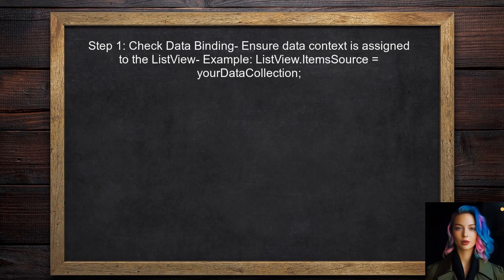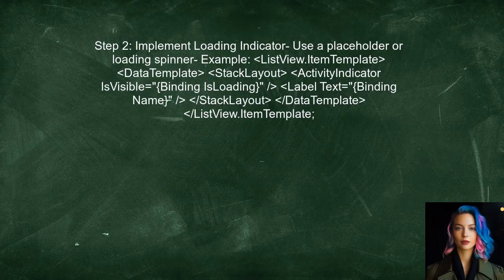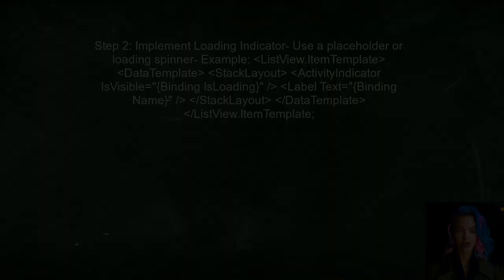To address the issue of black cells appearing during fast scrolling in the Xamarin UWP project, the user should first ensure that the data binding is set up correctly. This means checking that the data context is properly assigned to the list view. Next, the user should implement a loading indicator or placeholder for the cells. This can help manage user expectations while the data is being loaded.